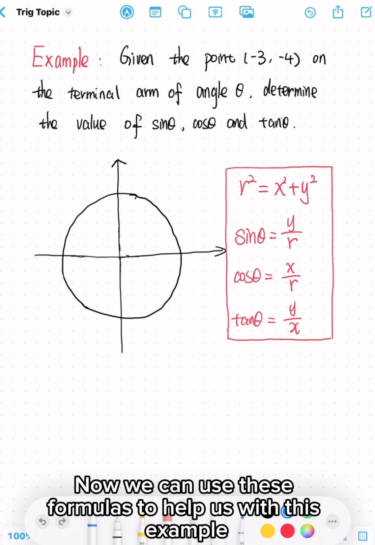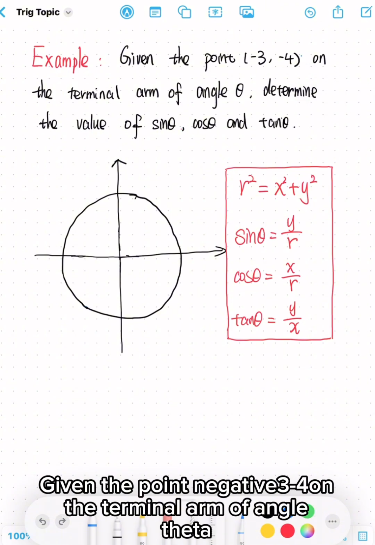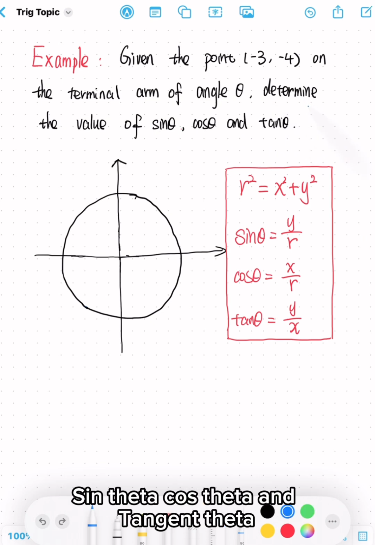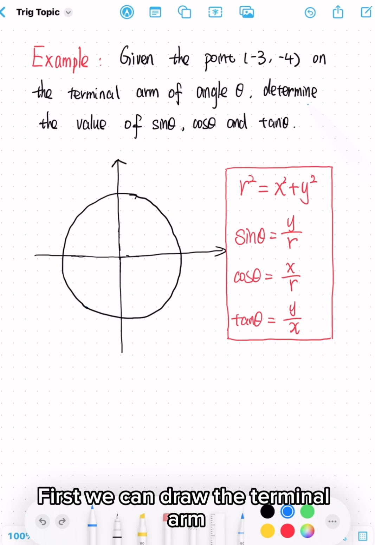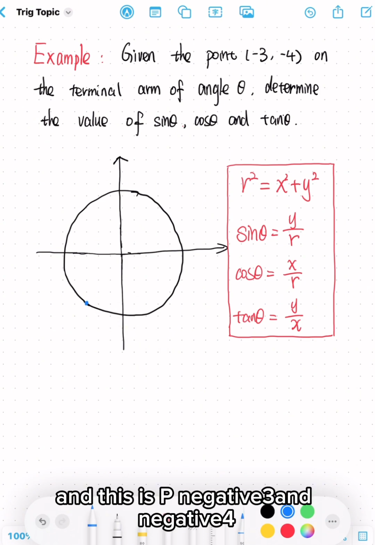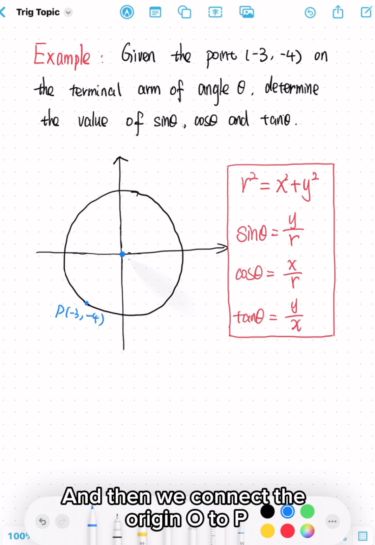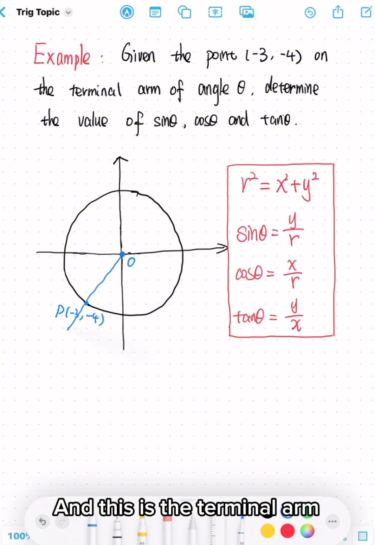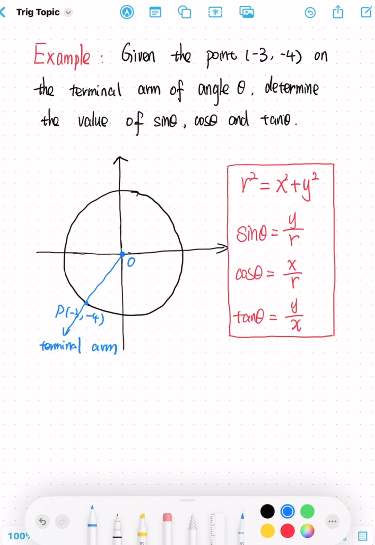Now we can use these formulas to help us with this example. Given the point (-3, -4) on the terminal arm of angle theta, determine the value of sine theta, cosine theta, and tangent theta. First, we can draw the terminal arm. We find where the point (-3, -4) is, and this is P. Then we connect the origin O to P, and this is the terminal arm. One possibility for theta is from the initial arm to this terminal arm, and this is theta.